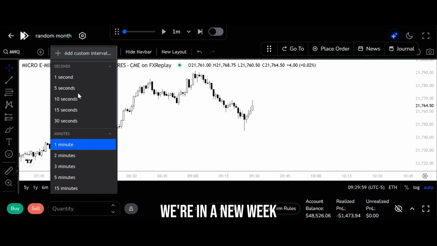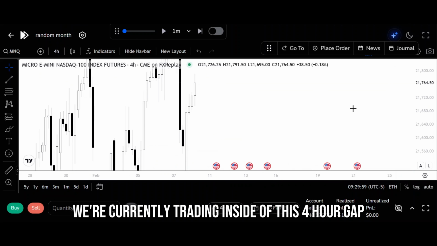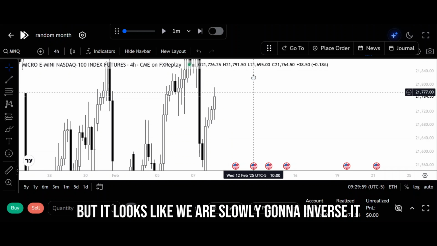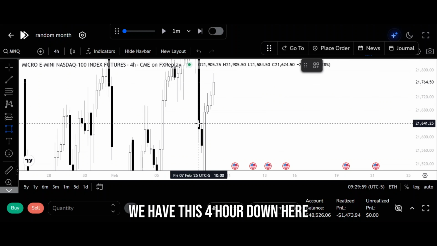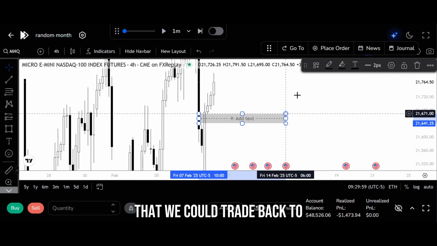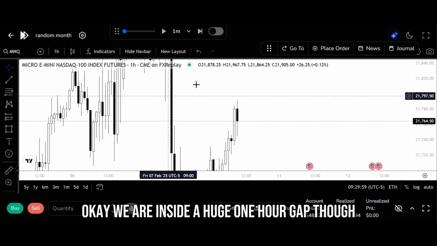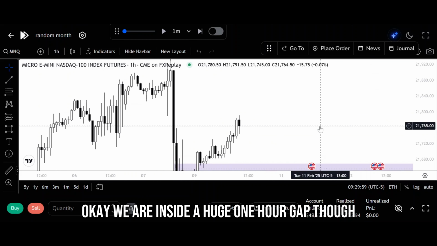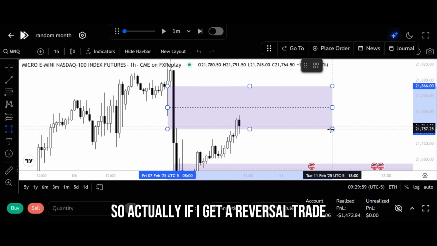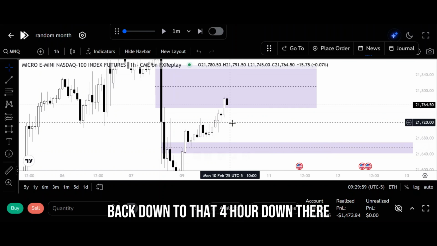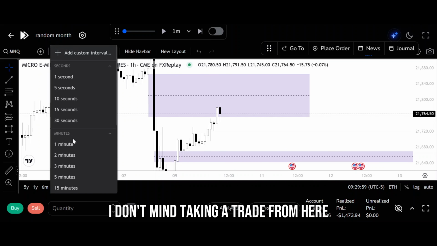All right, we're in a new week. Let's go into the 4-hour and have a look. Okay, we're currently trading inside of this 4-hour gap, but it looks like we are slowly going to inverse it, so I'm not really going to mark that. We have this 4-hour down here that we could trade back to and catch continuation longs higher. Okay, we are inside a huge 1-hour gap though. So, actually, if I get a reversal trade back down to that 4-hour down there, or sweeping any of these liquidity points, I don't mind taking a trade from here.